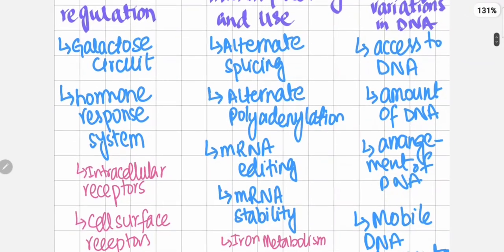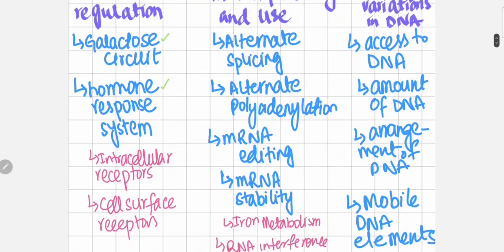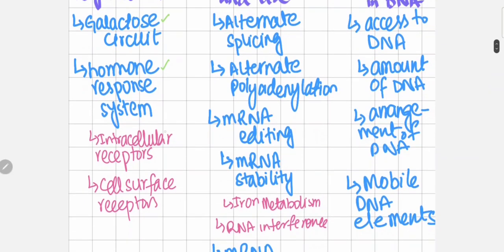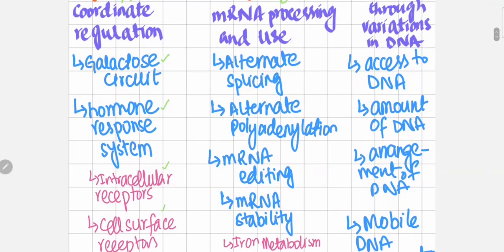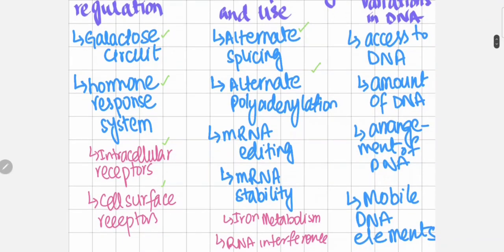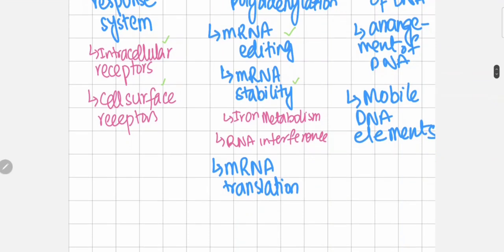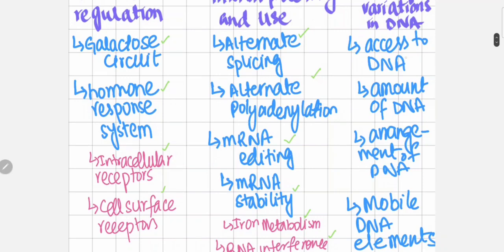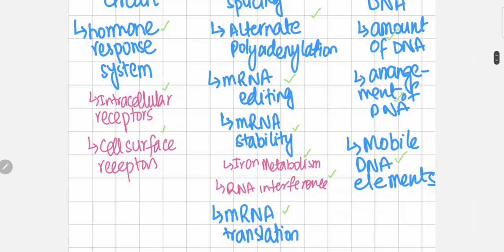Further, its headings are going to be the galactose circuit first, the hormone response system, and under the hormone response system we have the intracellular receptors and cell surface receptors. In the mRNA processing and use, we have alternate splicing, alternate polyadenylation, mRNA editing, and mRNA stability. Under mRNA stability, we have iron metabolism and RNA interference, and also finally mRNA translation. And in variations in DNA, we have access to DNA, amount of DNA, arrangement of DNA, and mobile DNA elements.